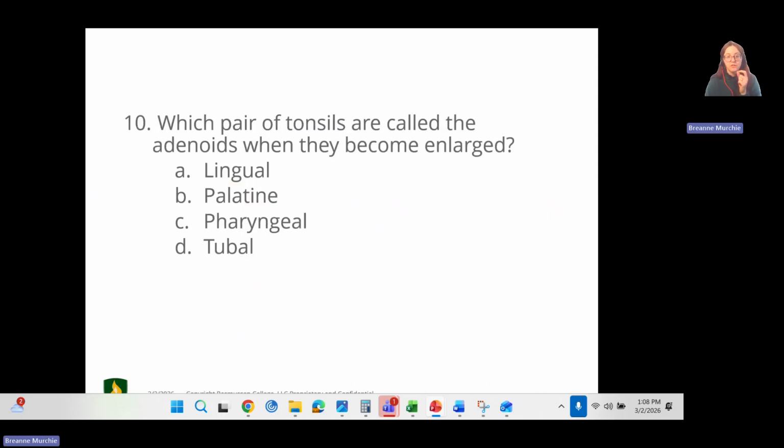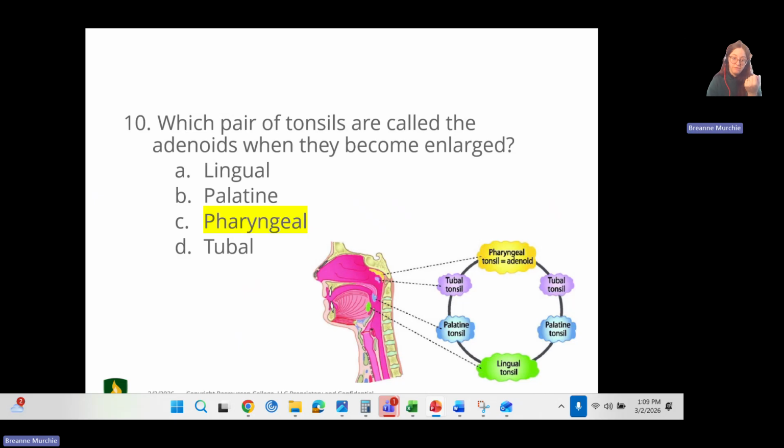Number 10, which pair of tonsils are called the adenoids when they become enlarged? Those are the pharyngeal tonsils.